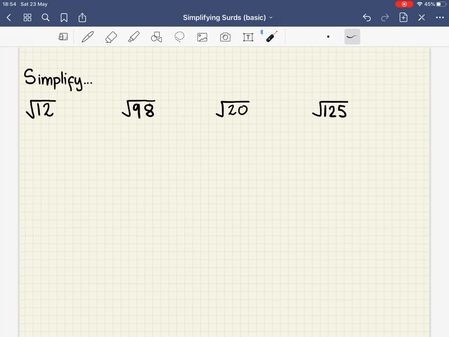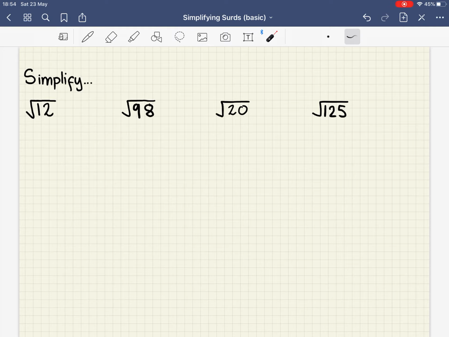So what I have here is 4 examples. Now to start off with, I'm going to do a really basic method. It's not the quickest method in the world, but it is a straightforward method that you can follow and just work through these questions. Then after this, I've got 4 more questions, and I'll look at showing you ways that you can do this a little bit quicker once you're a little bit more confident with the idea of surds.